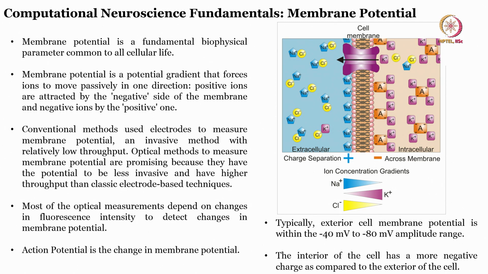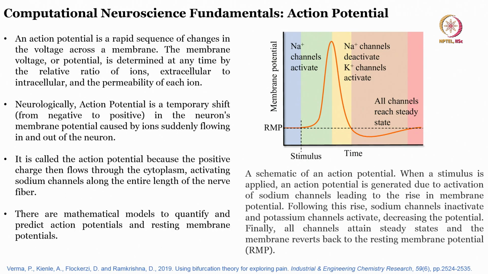So action potential is a change in the membrane potential. When the membrane potential of the cell membrane is changing, we call it the action potential that we measure, and the value generally is between -40 millivolts and -80 millivolts. The interior of the cell has more negative charge as compared to the exterior of the cell, right? These charges are due to the sodium channels and potassium channels that are activated depending on the stimulus.